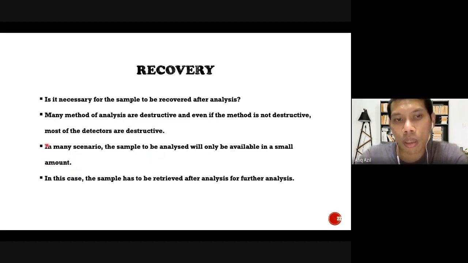This is most common when you do research. Let's say you synthesize a new compound, the available compound that you have will normally be in small amount. Unlike in industry, the samples that you want to test are normally bulk. You have quite a lot. So in this case, the sample has to be retrieved after analysis for further studies.